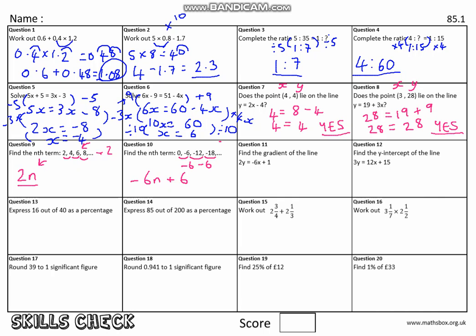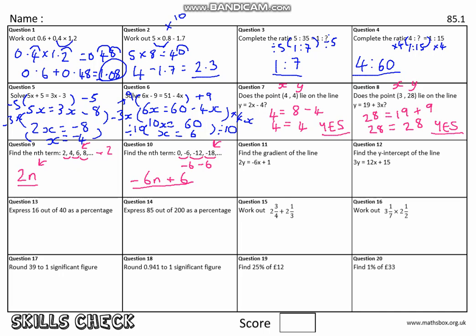So let's test that on a number. Let's test it on the fourth one again. Minus 6 times positive 4 is minus 24, and then plus 6 is minus 18. So I know that that is also the correct answer. I mean, you could have also written it as 6 minus 6n if you didn't like your minus at the beginning. Okay, so next up, we've got another graph question.